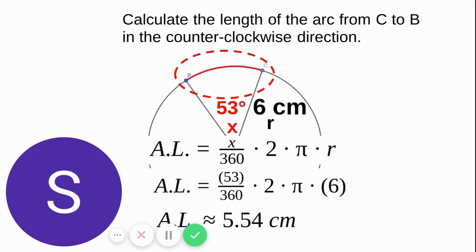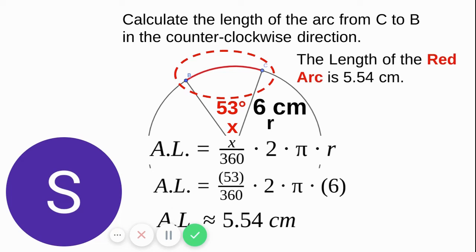In this case, my arc length on this problem is approximately 5.54. Notice that I use the squiggly lines. It's because I'm dealing with that number pi. Because I'm dealing with that number pi, my answer is approximately 5.54. That's good enough for you to solve the problem. So the length of the red arc is 5.54 centimeters.